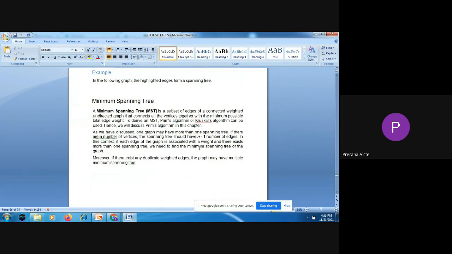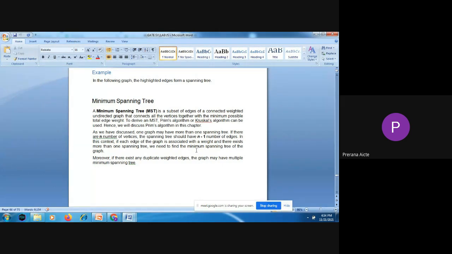Minimum spanning tree, I think it also comes under the greedy method. So a minimum spanning tree can be constructed using two algorithms, Prim's method as well as Kruskal's method. So I think you know those methods.